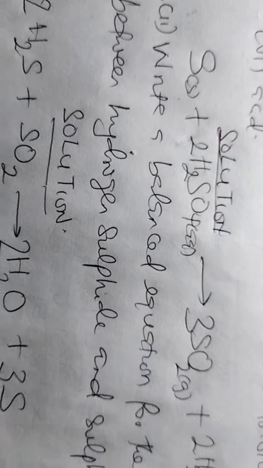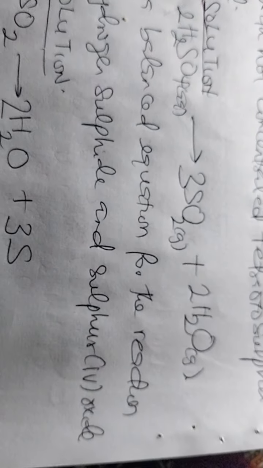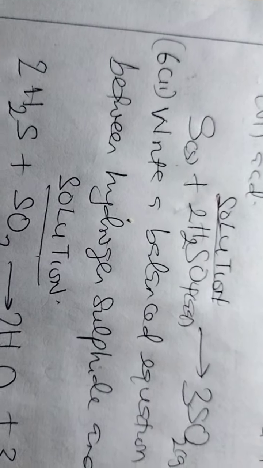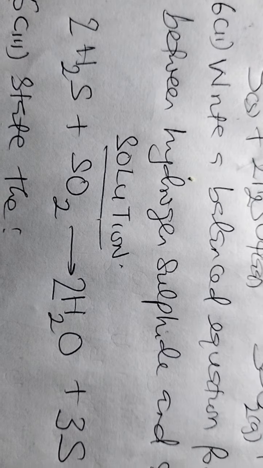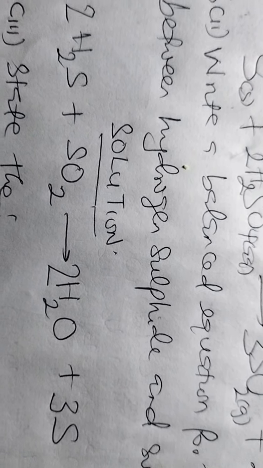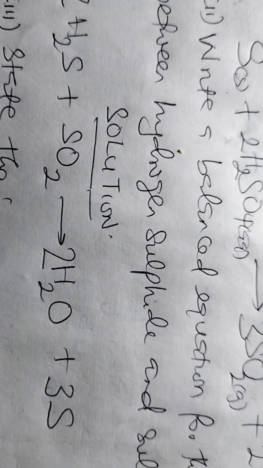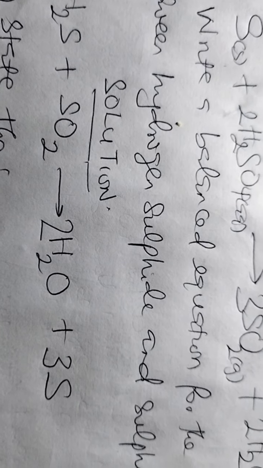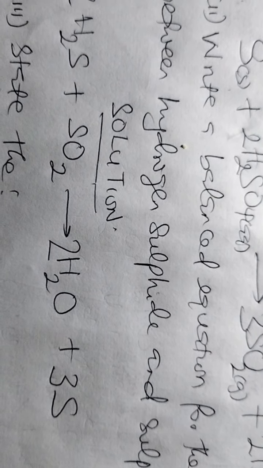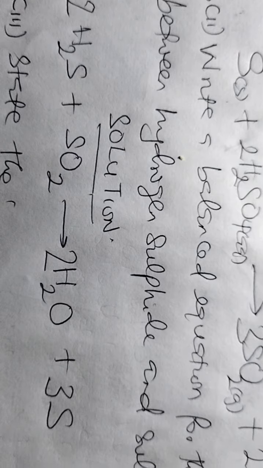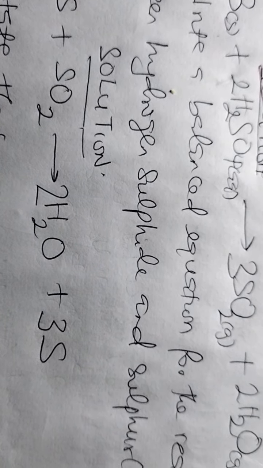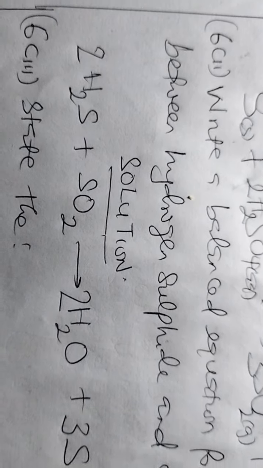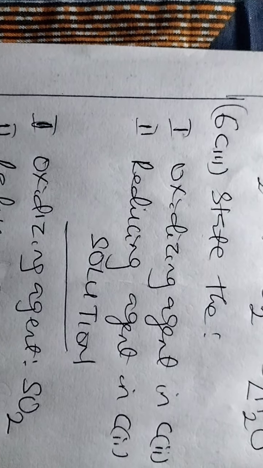CCII says write an equation for the reaction between hydrogen sulfide and sulfur IV oxide. Let's go to the solution. 2 molecules of hydrogen sulfide plus 1 molecule of SO2 giving us 2 molecules of steam and 3 molecules of sulfur. So 2 moles of hydrogen sulfide, 1 mole of SO2 giving us 2 moles of water and 3 moles of sulfur produced. That's the equation for the reaction.